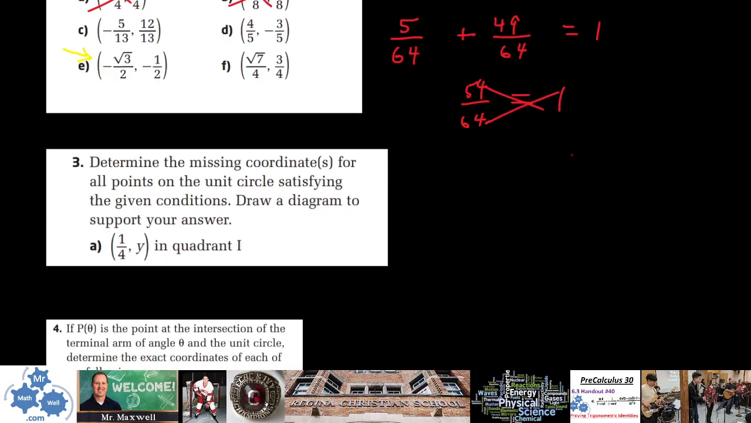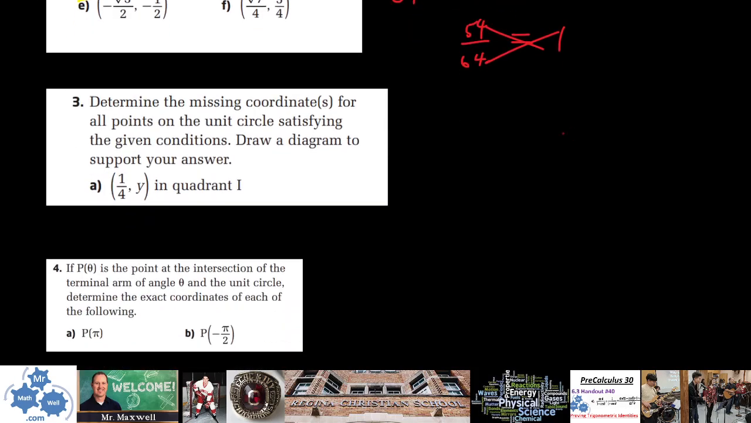Okay. Number 3. Number 3 says this: determine the missing coordinates for all points on the unit circle satisfying the given conditions. Draw a diagram to support your answer. Okay, so we need to determine the missing coordinate. I'll just do one sample here. I'll just do A with you.